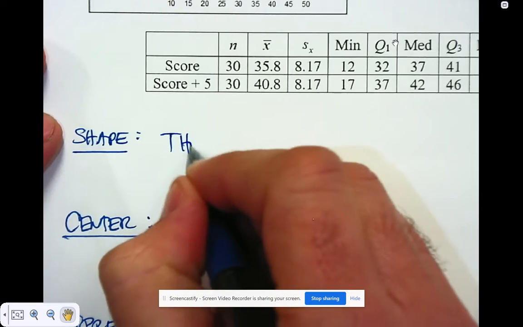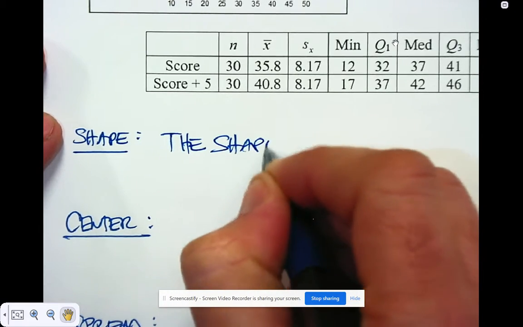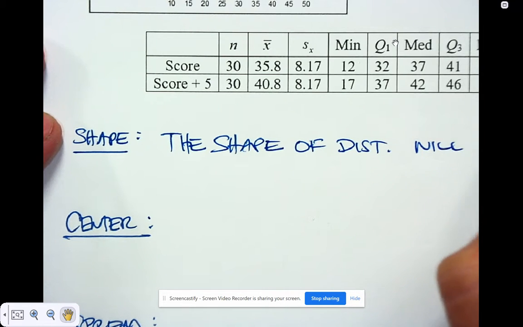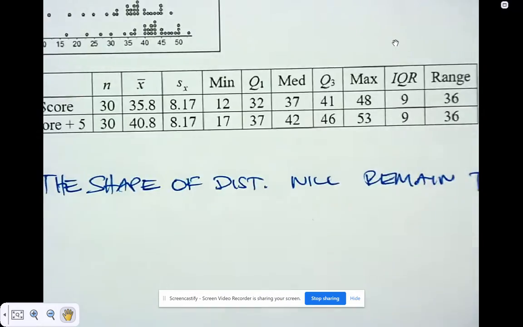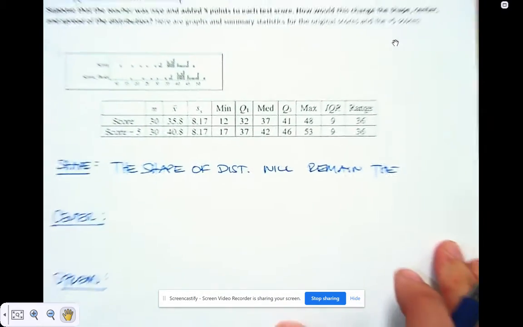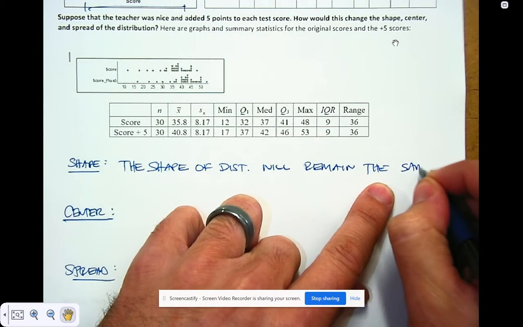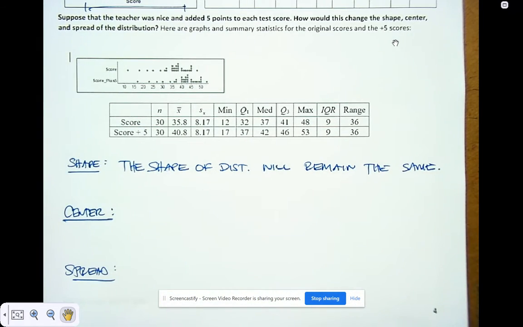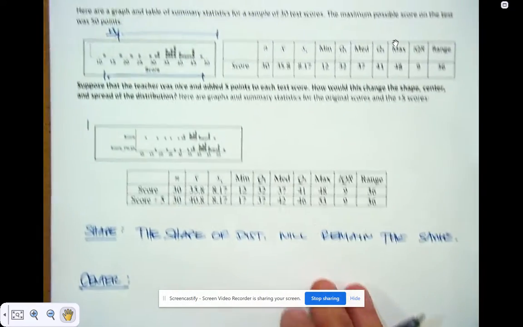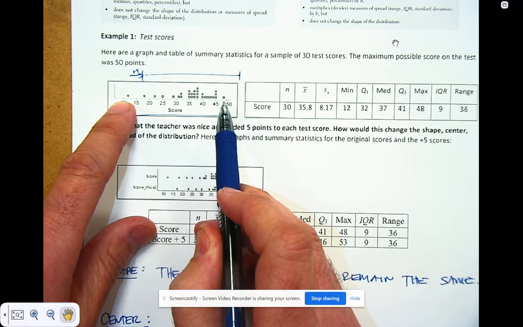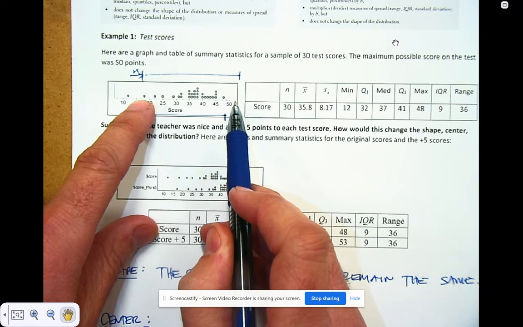So from our calculations, the shape of the distribution will remain the same. We're talking about these three things they asked us. The shape of the distribution will remain the same. And again, how come? Well, we looked at this and said, if everything gets 5 added to it, it's literally just going to get picked up, moved over, and set back down.